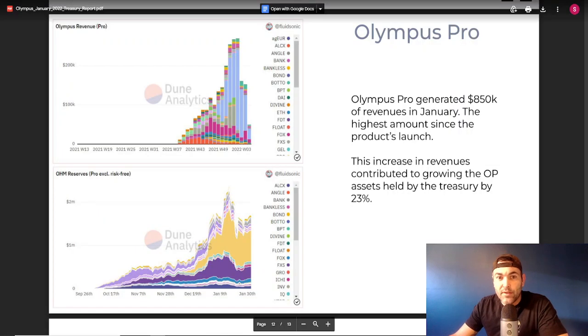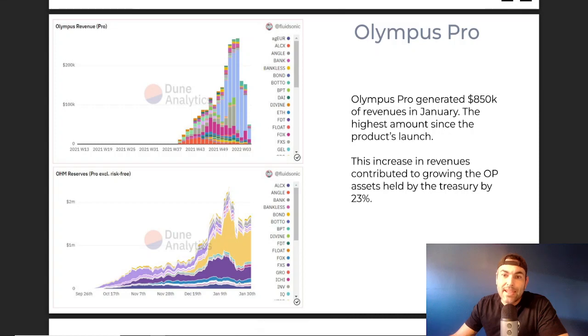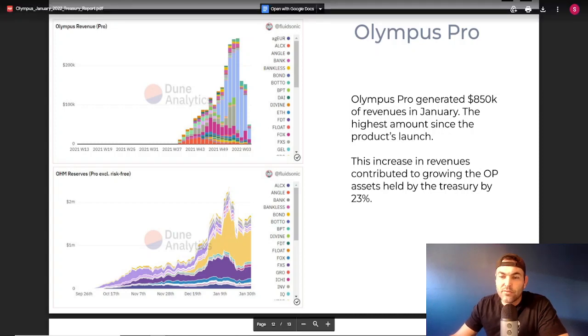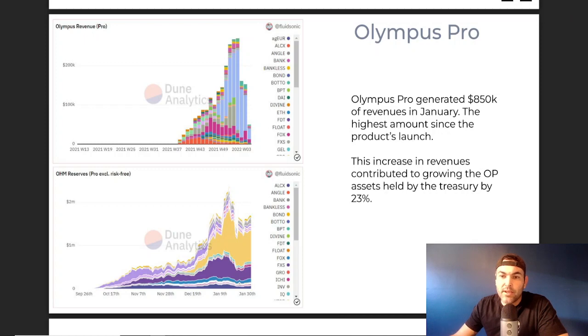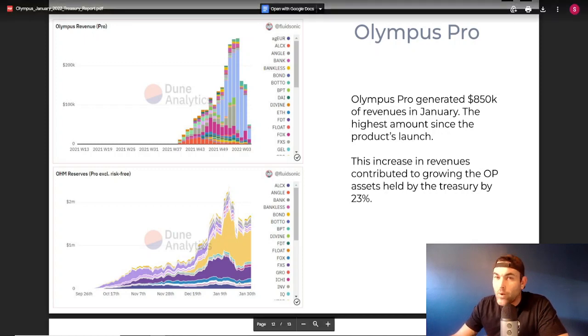But moving on, we talked about Olympus Pro already a little bit. Here's a little bit of a visual on the Olympus Pro, which generated $850,000 of revenue in January, the highest amount since the product's launch. This increased revenue contributed to growing the Olympus Protocol assets held by the treasury by 23%.